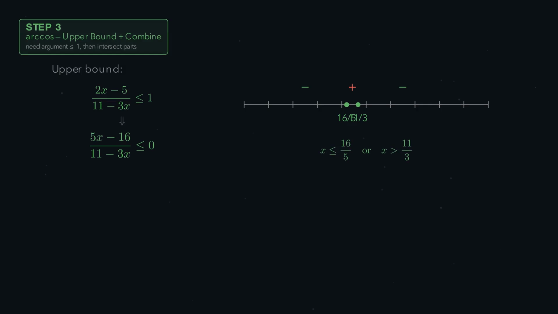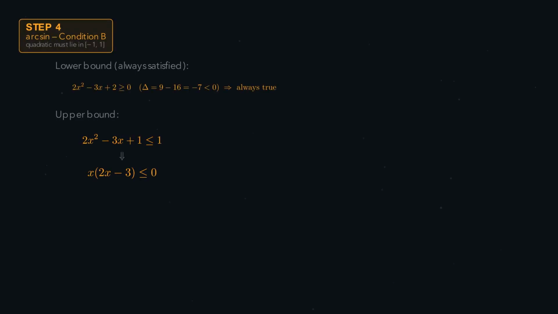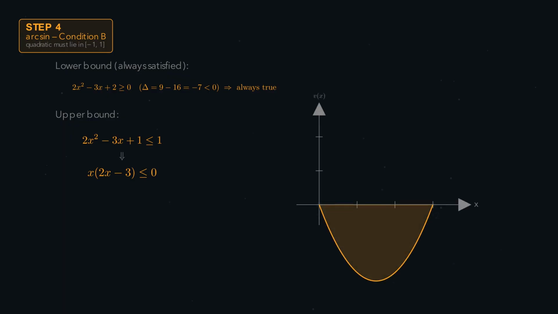The upper bound rearranges to 5x minus 16 over 11 minus 3x being non-positive. Sign analysis at x equals 3.2 and 11 thirds gives us x at most 16 fifths, or x greater than 11 thirds. Intersecting both pieces, the arc cosine condition becomes x at most 16 fifths, or x at least 6.